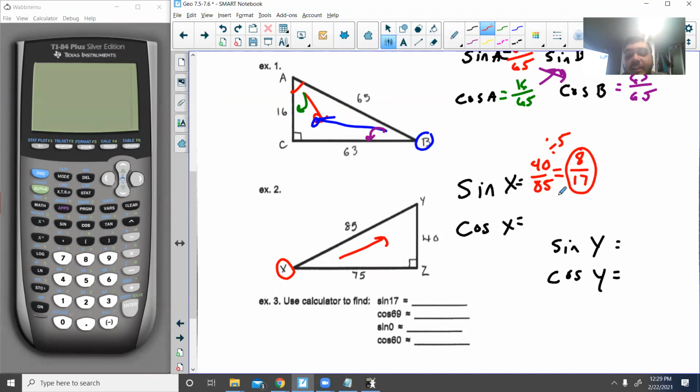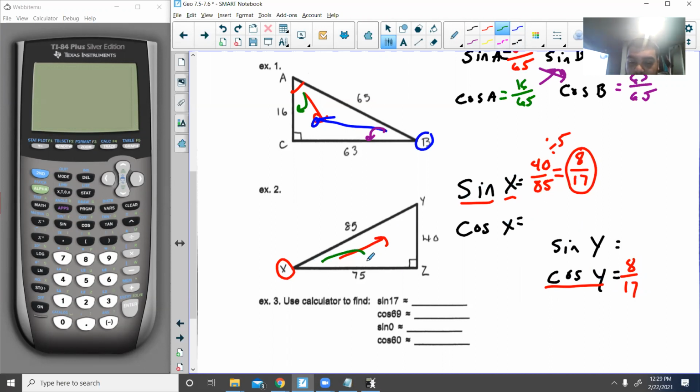Now, I'm teaching you this so you can save yourself time. Wait a second, sine of X is 8 over 17. If I were to flip it to cosine of Y, cosine of Y would also be 8 over 17. Use that to your advantage.